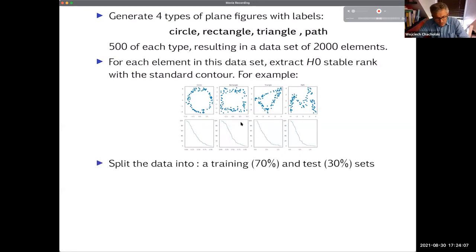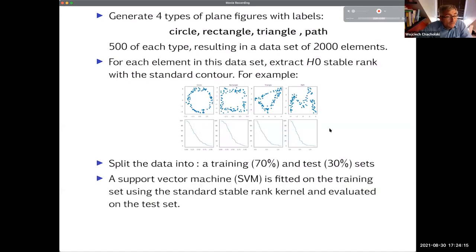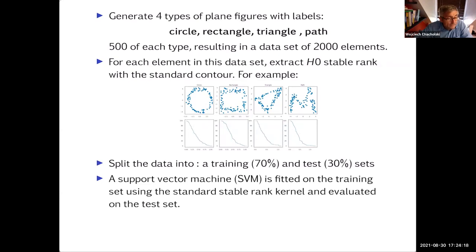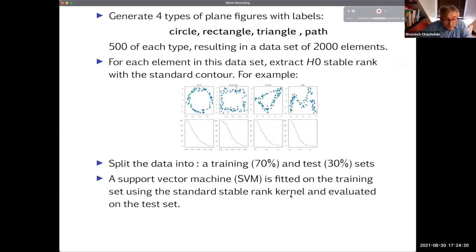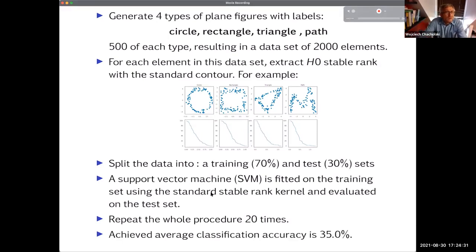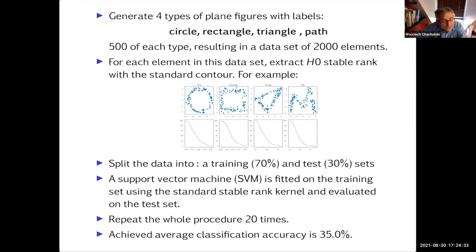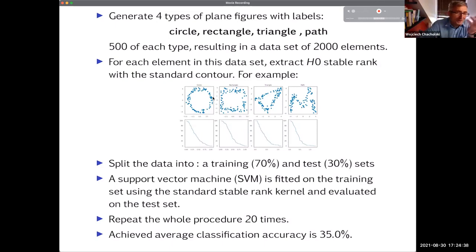So we split this data into 70% training and 30% test. I fit an SVM to the training set, using this standard stable rank kernel, and we evaluate on the test set. We repeat the whole procedure 20 times and record accuracy, and the achieved average classification accuracy is 35%. If you were randomly choosing, it would be 25%. Not very impressive. But let's change my apparatus.